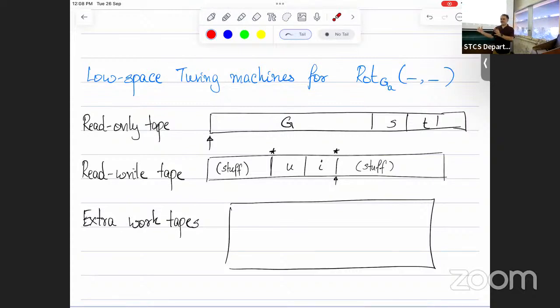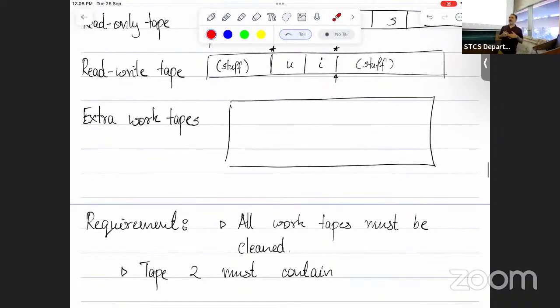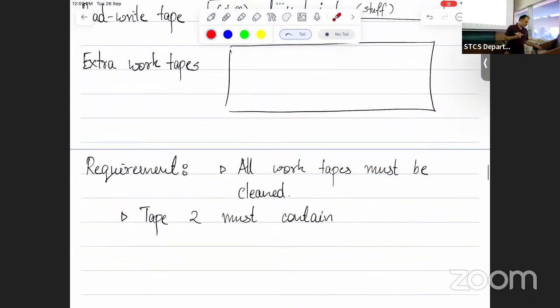So this is what the machine is working with. Okay. What is the expectation? Like after you solve the rotation map, what do I expect this machine to do? So the first thing I want to do is the following. All the work tapes must be clean. I mean, like basically this tape, if I had written something on it, at the end of the computation, I want that to be cleaned up. So when the computation ends, there should be nothing on the work tape. But the important thing is what tape 2 contains. So I want tape 2 to contain the following thing.